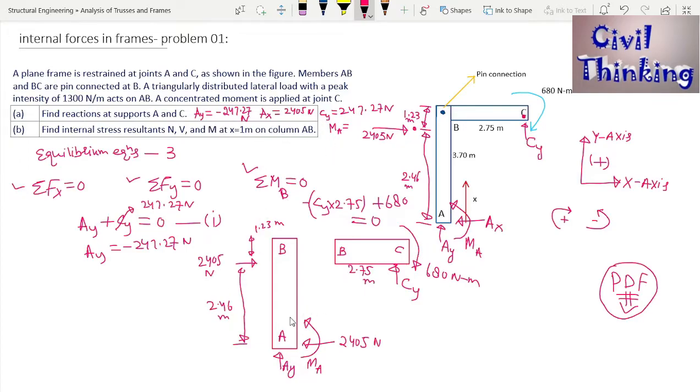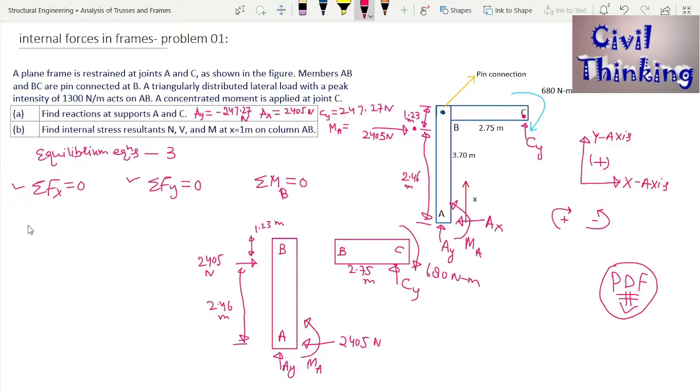Moment at A. Now if you look at the free body diagram of AB, here is MA. How am I going to find the moment at A? Obviously you will find it by applying the moment equation. So again I am going to apply the moment equation at B. Previously we applied the moment equation at B in BC. Now we are going to apply moment at B again, but in column AB. So let me erase all of this.